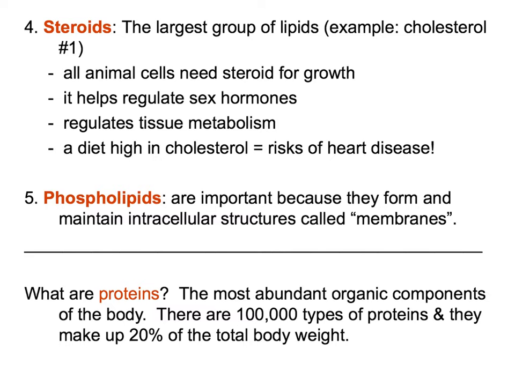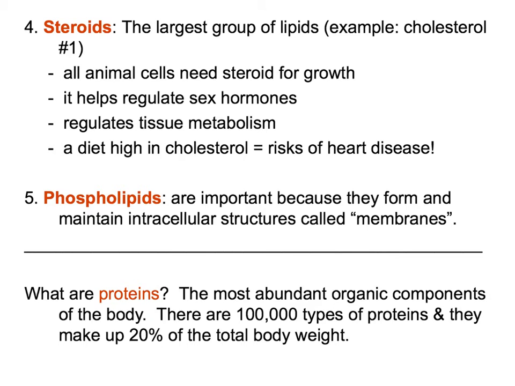Number 4 is steroids. This is the largest group of lipids. An example of this would be cholesterol, and that would be number 1. All animal cells need steroids for growth. It helps regulate the sex hormones like testosterone, estrogen, progesterone. It helps regulate tissue metabolism, and however, here's the negative side: a diet high in cholesterol may increase the risk of heart disease. And number 5 is phospholipids. And they're the most important because they form and maintain the intracellular structures called cell membranes.